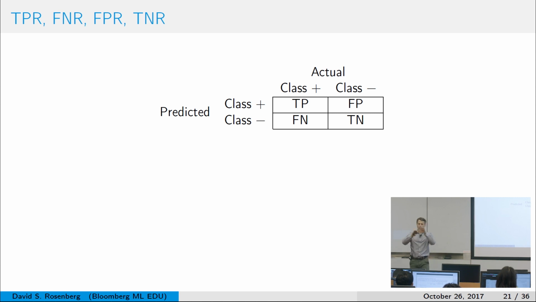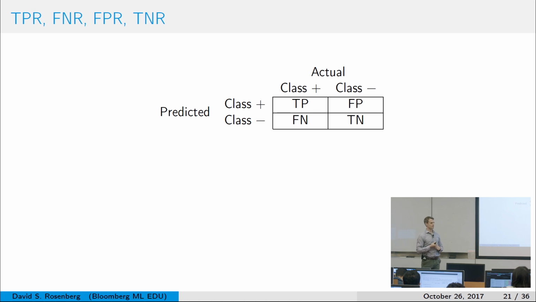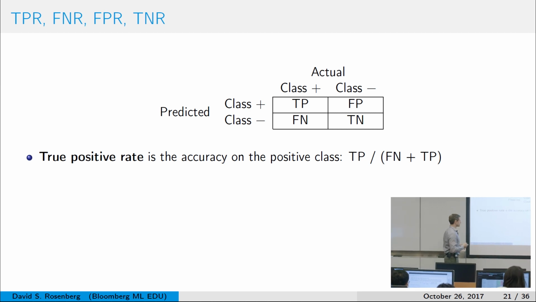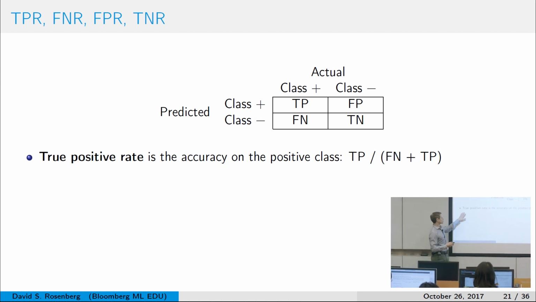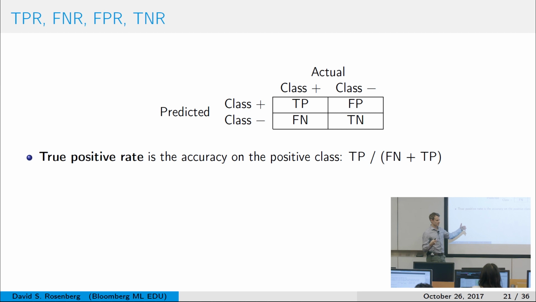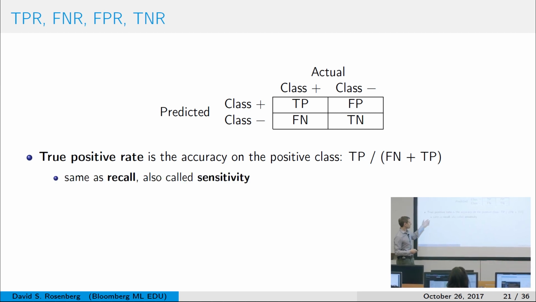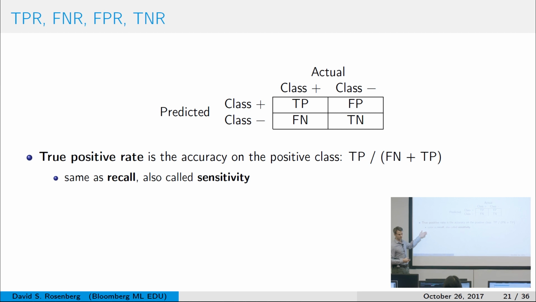In one domain, precision, recall, and F1 is a very common scoring system. In other domains, notions of true positive rate, false positive rate, true negative, and false negative are used a lot. Again, this is hard for me to remember, but true positive rate is the accuracy of the positive class, the true positives. So it's how accurate were you on that subset of examples, which is exactly recall.